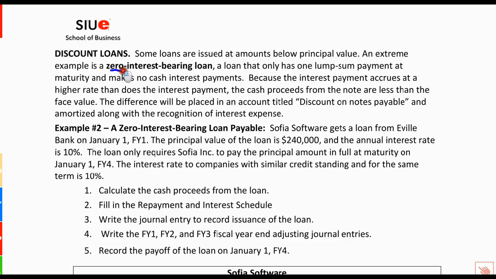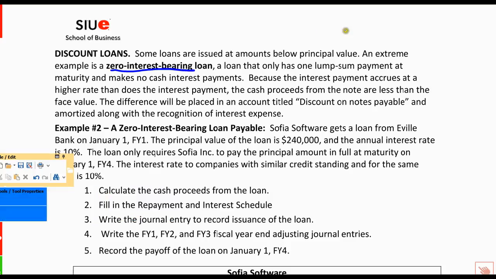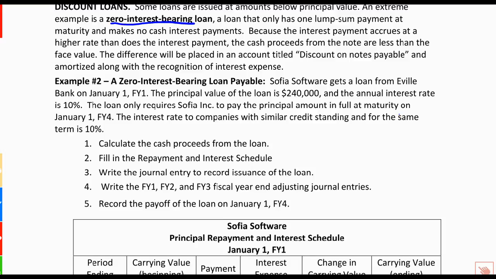There are zero interest-bearing loans, or also zero interest-bearing bonds. Sometimes they're just referred to as zeros, or zero coupon bonds. So this type of instrument just has a lump sum payment at maturity. There is absolutely no intervening interest. There are no intervening interest payments. So the amount payable will go into notes payable. So the principal, I should say, to be clear, goes into notes payable.